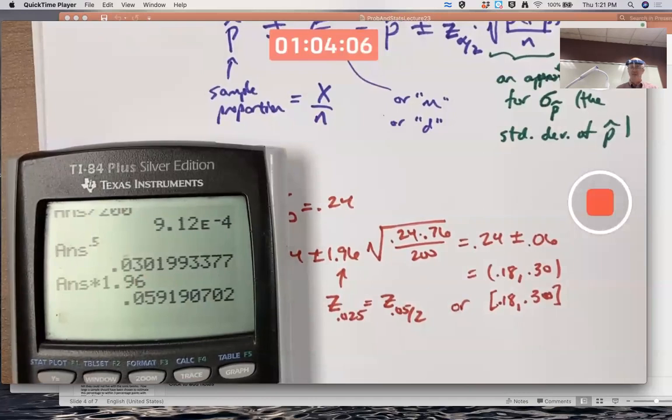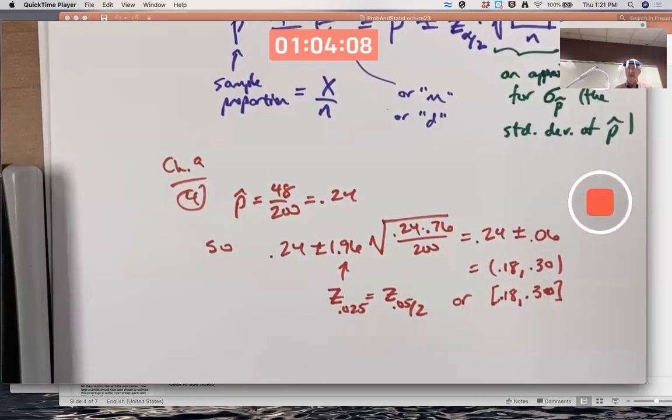And so what do we say? How do we interpret this? We say we're 95% confident that the true population proportion of robots used for loading and unloading is between 18% and 30%. Does that mean the probability that the true proportion is in there is 95%? Technically, no, because you've done your sampling, all the probability is gone.